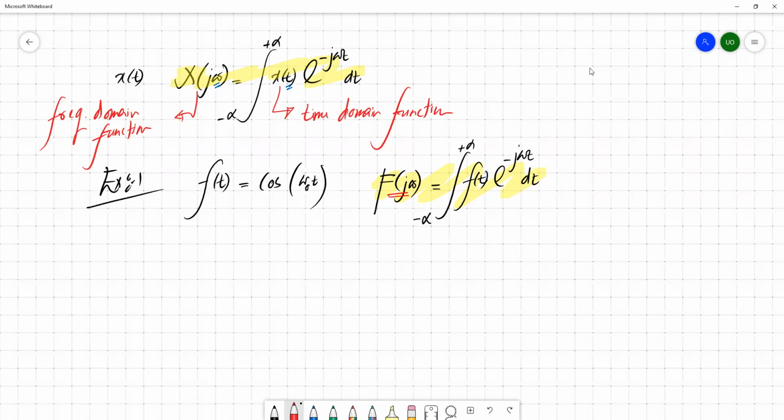Now, how do you get this one? f(t) is a cosine function. If you directly replace this f(t) with the cosine, you will get this kind of product, cos(omega naught t) times e to the power minus j omega t. This is the function you need to integrate with respect to t. This is not that easy to integrate.